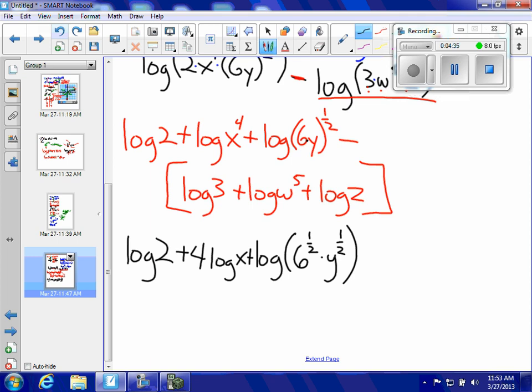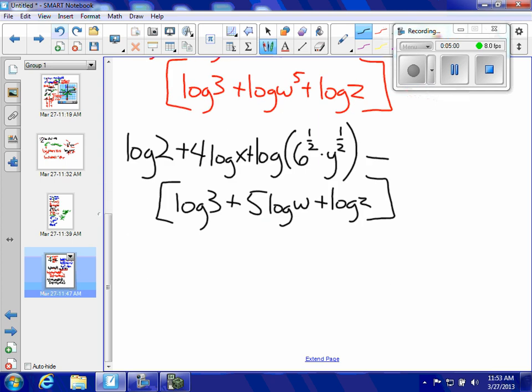Okay. Then I have minus, and I'm going down to my bracket. Well, there's nothing I can do to the log 3. My log w to the 5th, I can change that into 5 log w. And my log z doesn't change in my bracket. Okay.